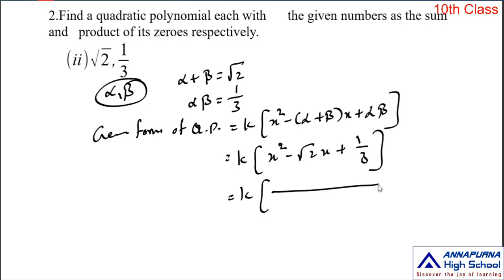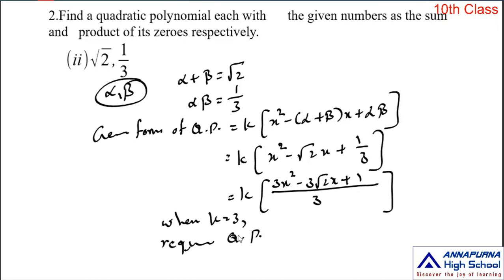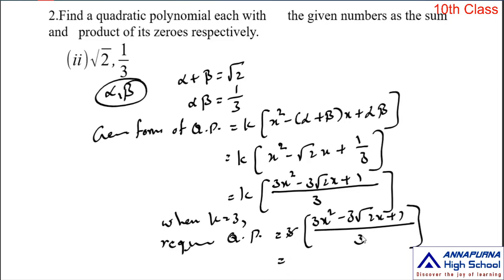And find the LCM of this expression. Here LCM is 3 and the numerator is 3x square minus 3 root 2x plus 1. So when k is equal to 3, required quadratic polynomial is equal to 3 into (3x square minus 3 root 2x plus 1) by 3. It is equal to 3 cancel, 3x square minus 3 root 2x plus 1. So this is the required quadratic polynomial.